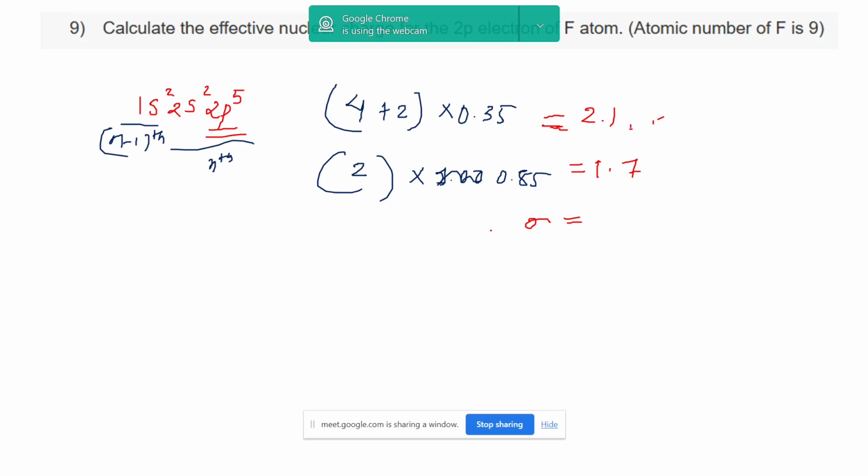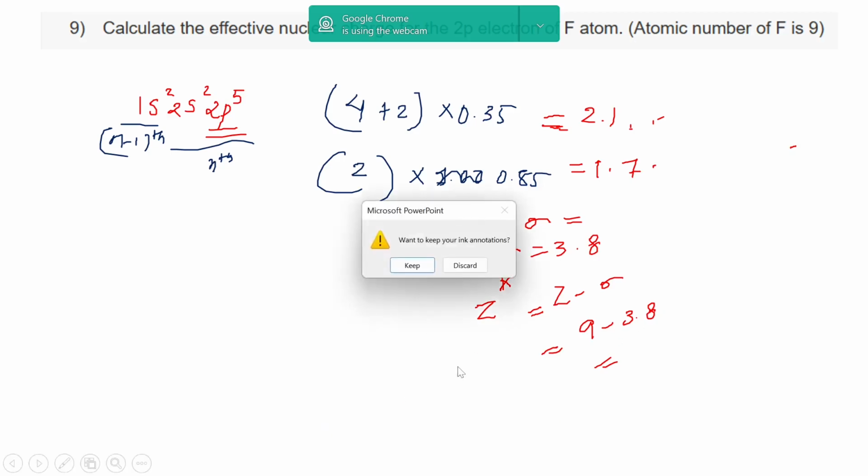So sigma here is 2.1 plus 1.7, which is equal to 3.8. So Z star is equal to Z minus sigma, which is equal to 9 minus 3.8. So 9 minus 3.8 is what? 5.2.